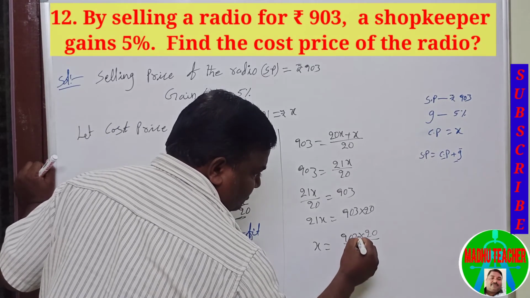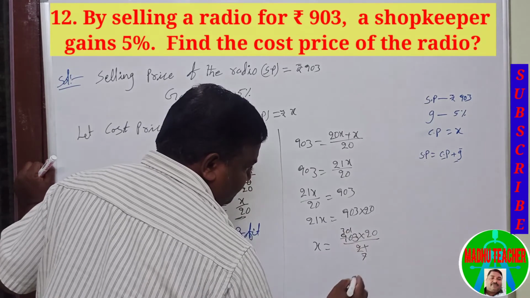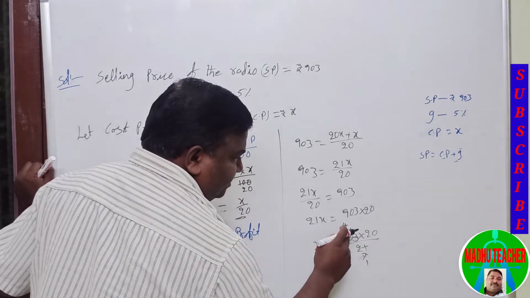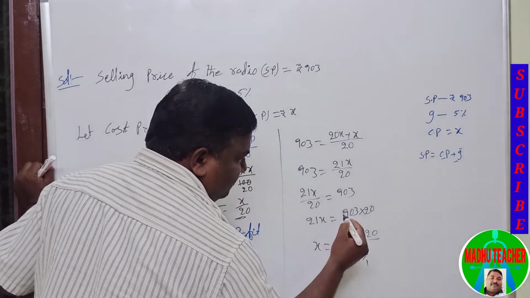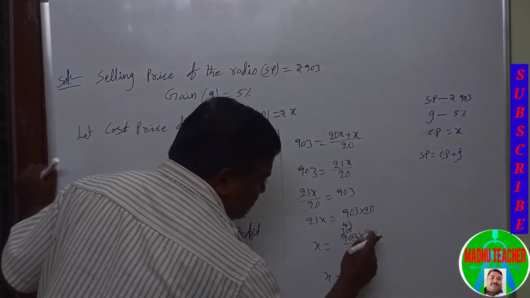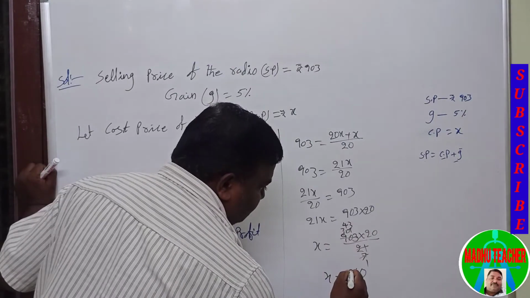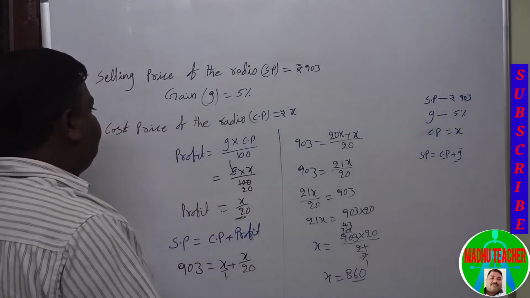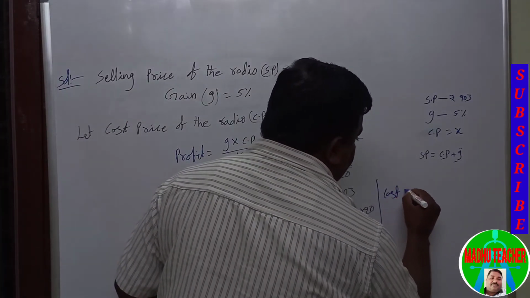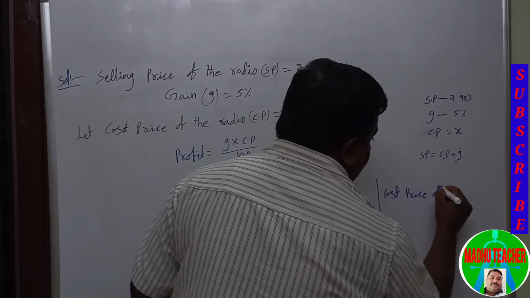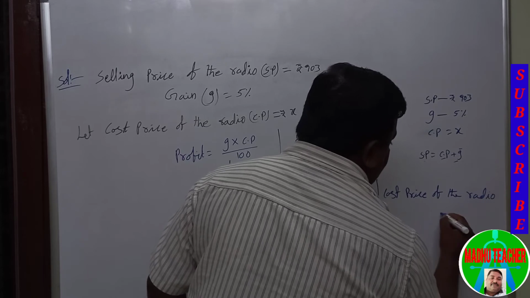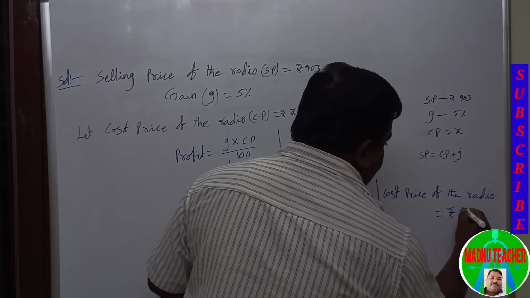3 7s are 21, 3 3s are 9, 0, 3 1s are 3, 7 1s are 7, 7 4s are 28, 2 remainder, 7 3s are 21. So x equal to 0, 2 3s are 6, 2 4s are 8, 860. What is the x? Cost price of the radio. Cost price of the radio equal to rupees 860.